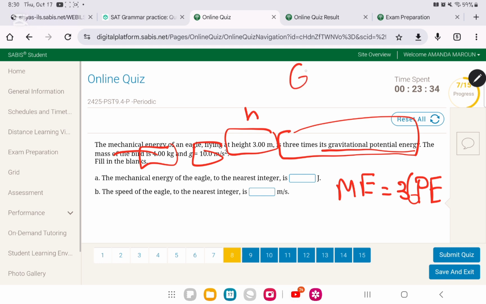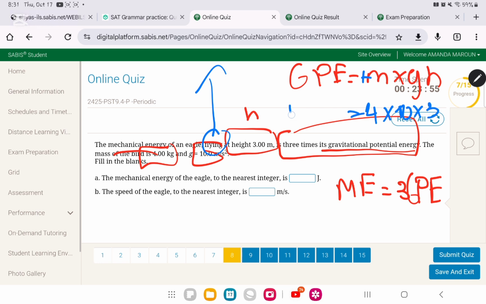Very simply, we can find our GPE by doing M times G times H. But is it plus or minus? Look, he is flying. If he is flying, that means he is going upwards. And for GPE, if you go up, it is plus mgh. So let's only substitute. We will have then 4 times 10 times 3. So it is 120 joules. So the GPE is 120 joules.